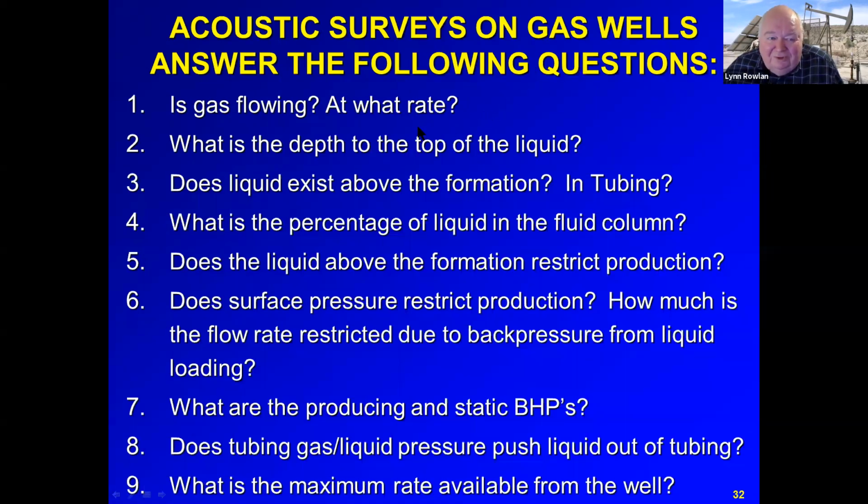So on a gas well, you can see again if gas is flowing, and at what rate. You can see the depth to the top of liquid. You can see if the liquid is above the pump, where it is in the tubing. You can determine the percentage of liquid based on the gas flow rate. You can see restriction of flow based on the pressures. You can determine the amount of back pressure acting on the formation by liquid accumulated in the tubing. Or we can determine the producing or static bottom pressure. We can determine if the pressure buildup pushes liquid out of the tubing. Again, we can determine what the maximum flow rate is.